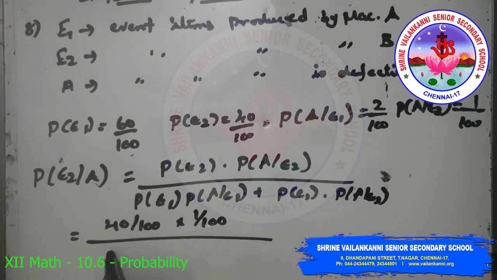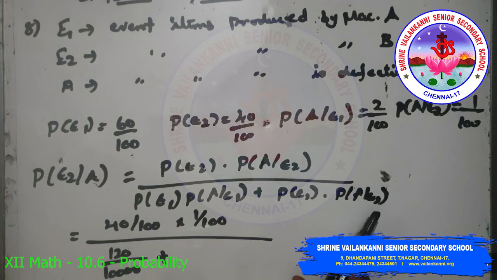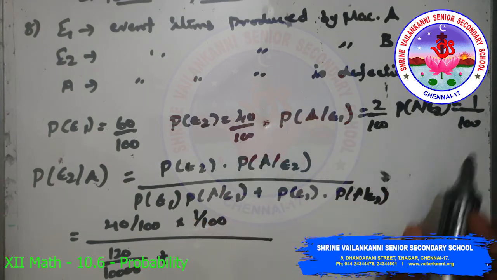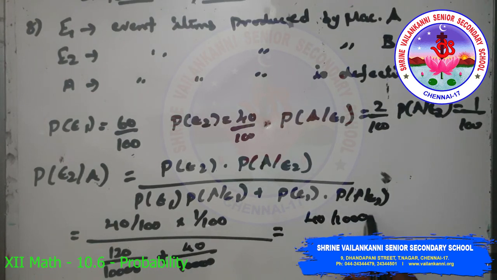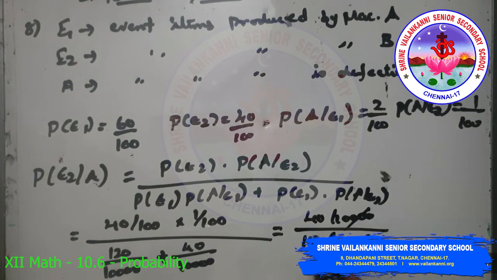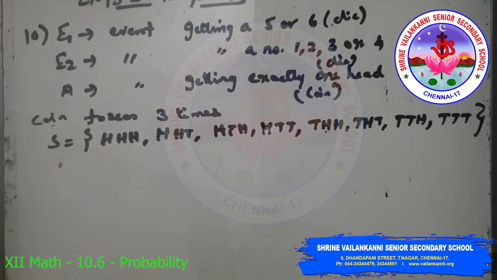So 60 into 2, 120 by 100 into 100, which is 10,000, plus P of E2 into P of A by E2, that is 40 into 1, so 40 by 10,000, which is equal to 40 by 10,000 whole by 160 by 10,000. Cancelling this, and we get 1 by 4. So required probability is 1 by 4.